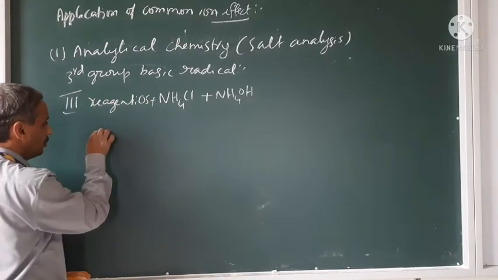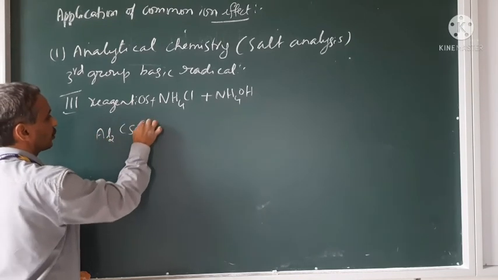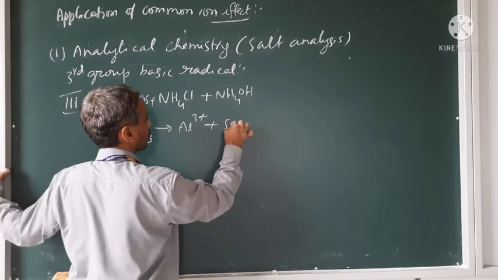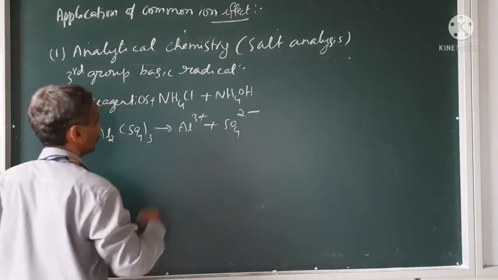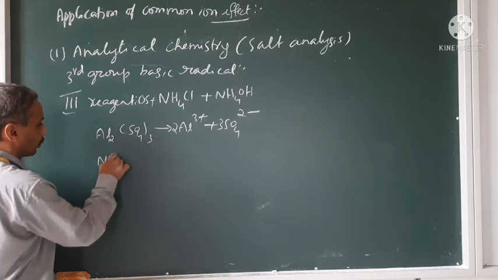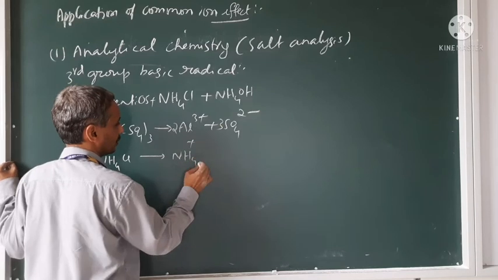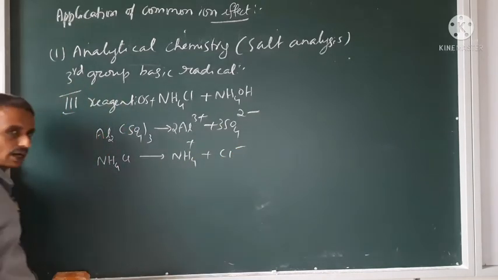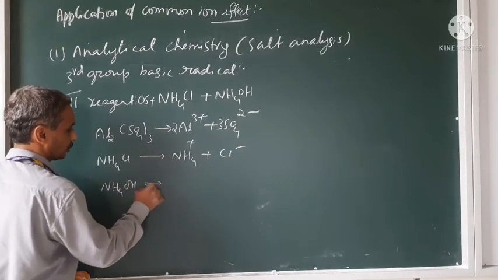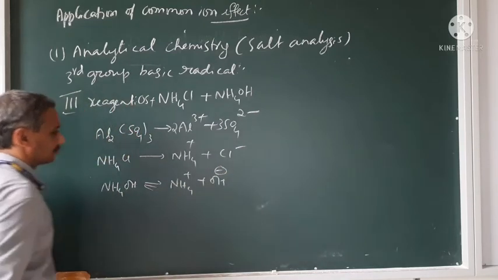See, I have aluminium sulfate salt, Al2(SO4)3. It gives Al3 plus and SO4 2 minus, so it is 2 Al 3 plus and 3 SO4 2 minus. Ammonium chloride gives the NH4 plus ion plus Cl minus ion. Ammonium hydroxide is a weak base and gives NH4 plus and OH minus ions.